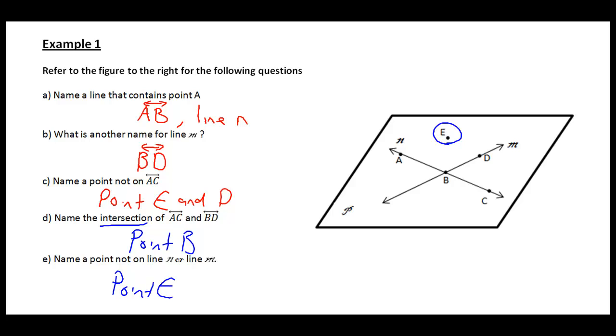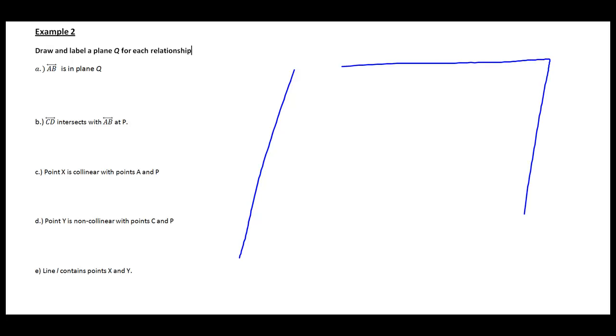So for this example, we were given a picture and we were asked questions about it. Other examples you may see, they're giving you a description and you need to draw that picture. Let's start with part A here. We want to draw and label a plane named Q for each one of these relationships. You could do this as 5 individual pictures. I'm going to just do it all as one big picture. So there's our plane called Q. Since it's called Q, that's the uppercase italicized letter method. So there's our plane. I used an uppercase Q in the bottom corner.